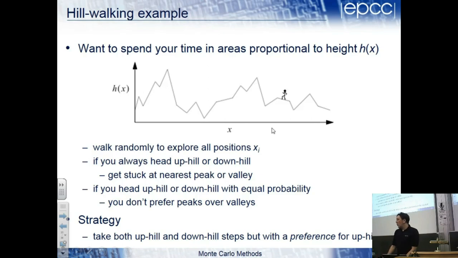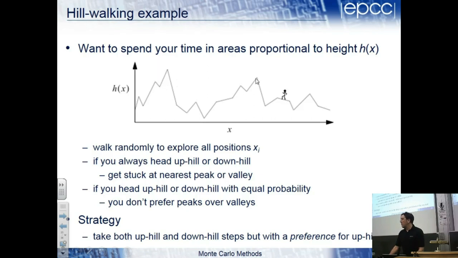If you walk randomly, if you always head uphill or downhill, you just get stuck at the nearest peak or valley. Okay. What I'm going to say is, rather than generating the points independently, we're going to walk randomly in this space to try and explore the whole space, okay? So we're walking randomly in this space, but we want to walk in a directed way so that we spend most of our time at the high places, okay?